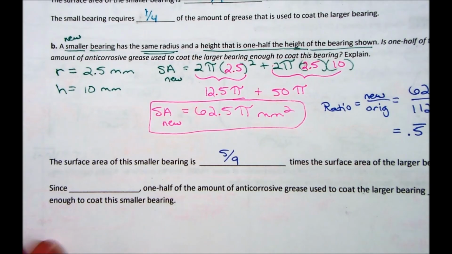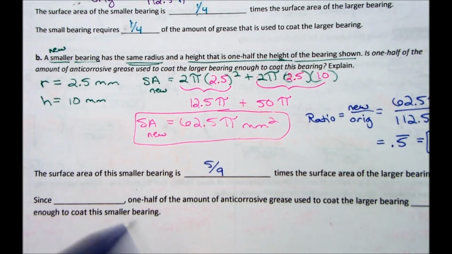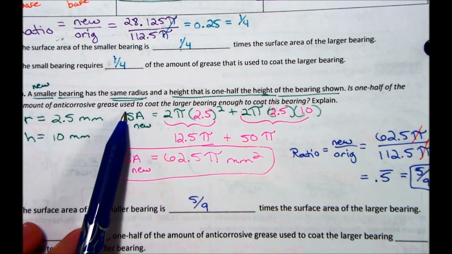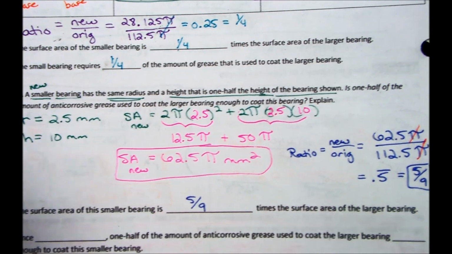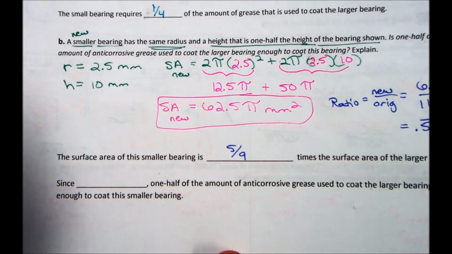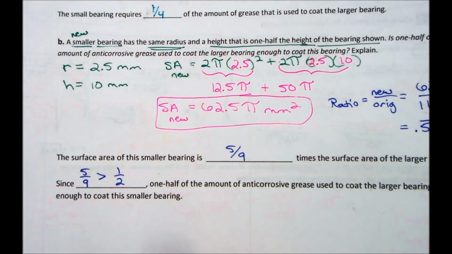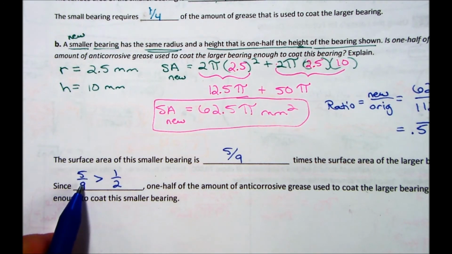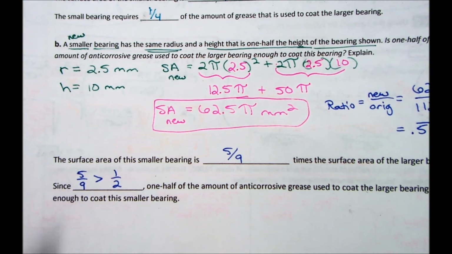So now we have to figure out, since this new bearing is 5/9 of the original, is 1/2 of the amount of grease used for the larger bearing going to be enough to coat this smaller bearing? Well, actually the answer to the question would be no, because 5/9 is greater than 1/2. 0.5 repeating is going to be greater than 0.5. So that new bearing is bigger than half. So if all I have is half of the amount of grease, it's not going to cover the 5/9.